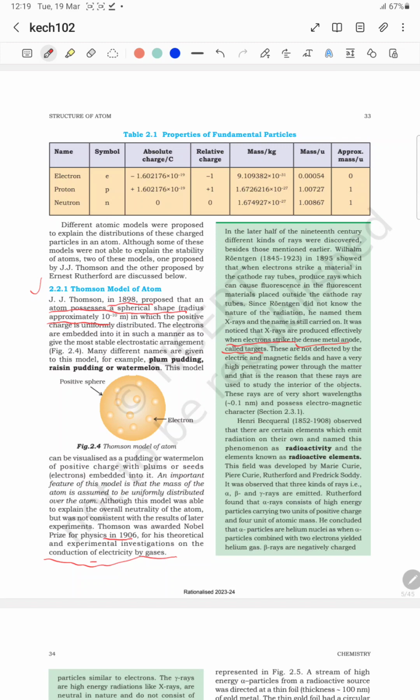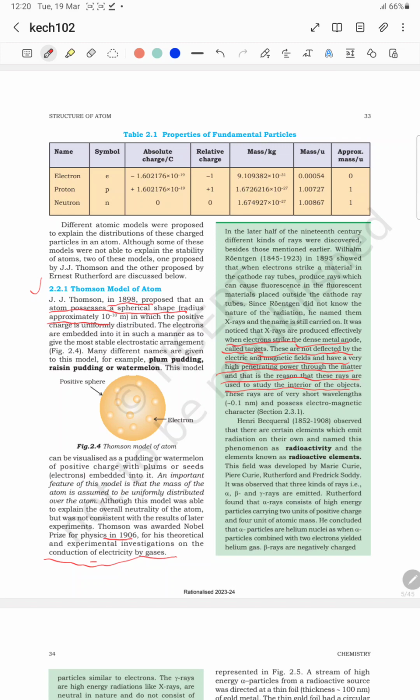These are not deflected by the electric and magnetic fields and have a very high penetrating power through the matter, and this is the reason that these rays are used to study the interior of the objects. So this part that I am underlining, MCQs can be asked from this in competitive and objective exams, right? For example, these are not deflected by the electric and magnetic fields. So these rays are of very short wavelengths, 0.1 nanometer, and possess electromagnetic character.